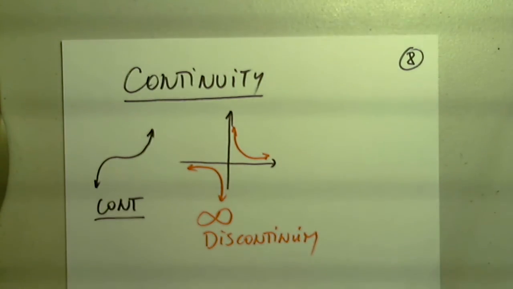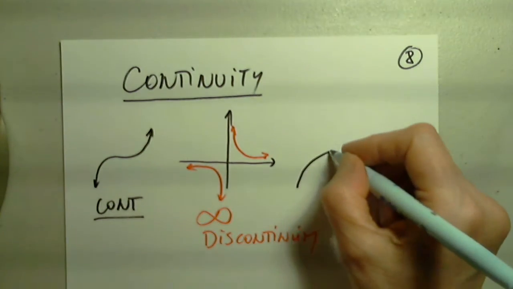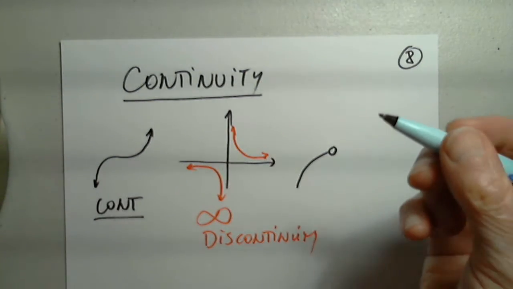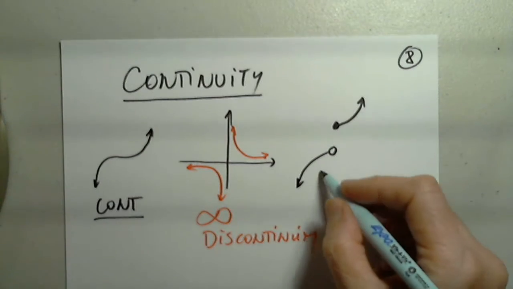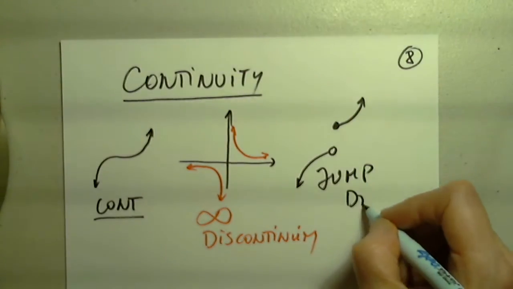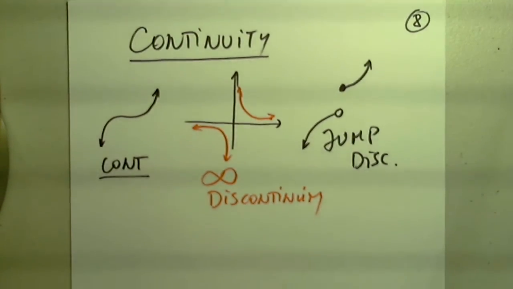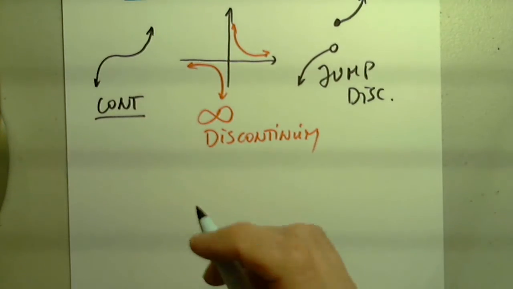Okay, here's another function. Raised. This is called a jump discontinuity. And there is one more. Here's another.